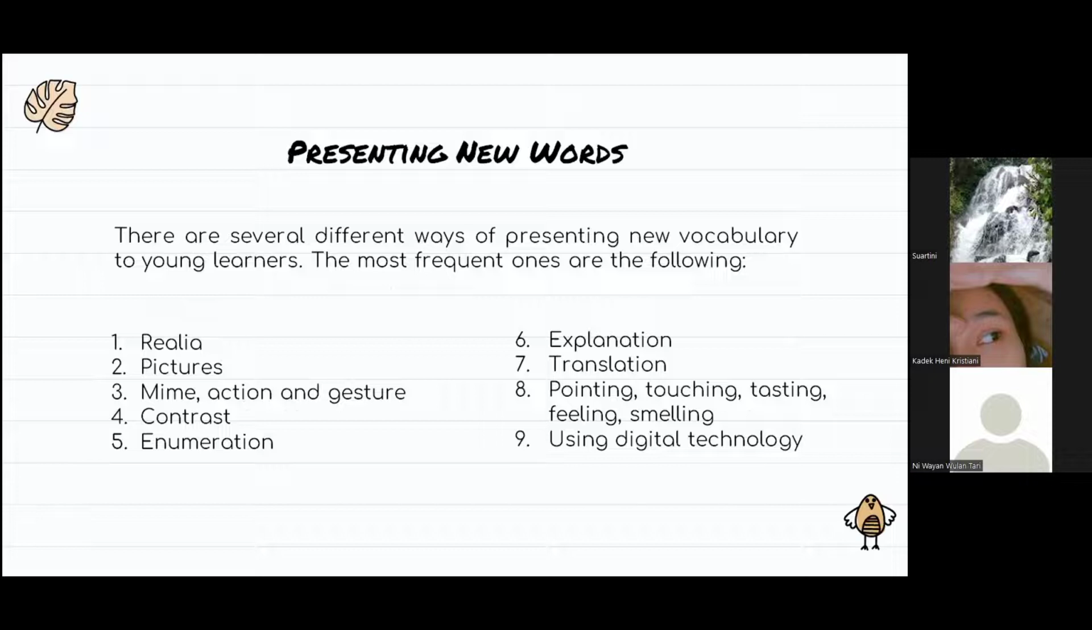Presenting new words. There are several different ways of presenting new vocabulary to young learners. The most frequent ones are the following. Now, visual realia, bringing the things the words represent into the classroom. For example, postcard, ruler, fan, and balls. The teacher holds up the object or points to it, says the word, and then gets students to repeat it.